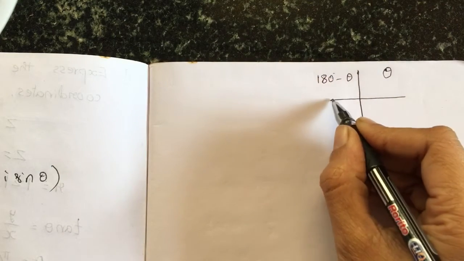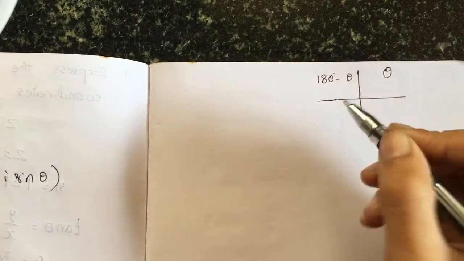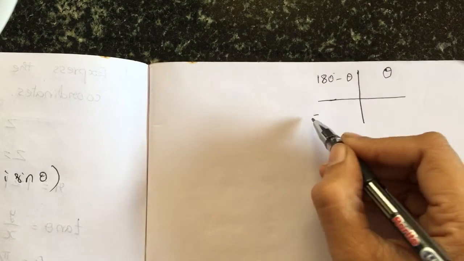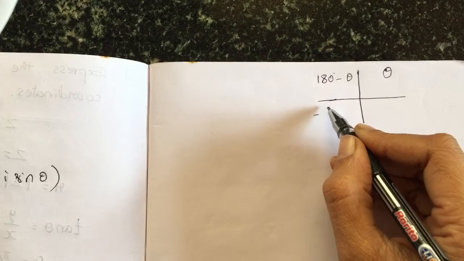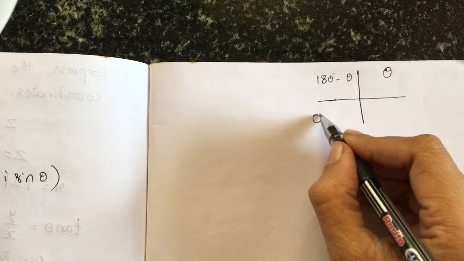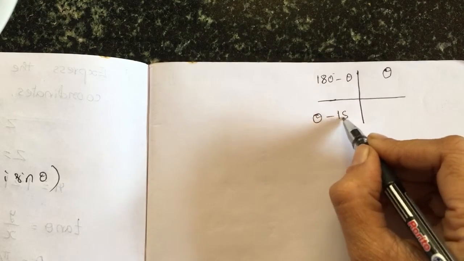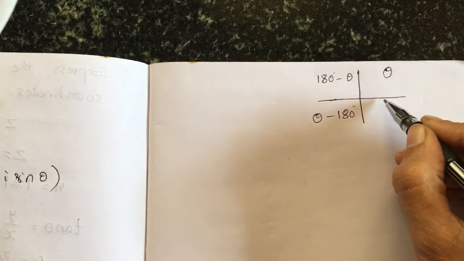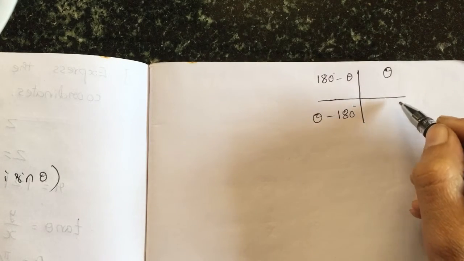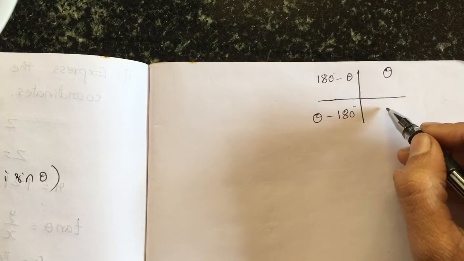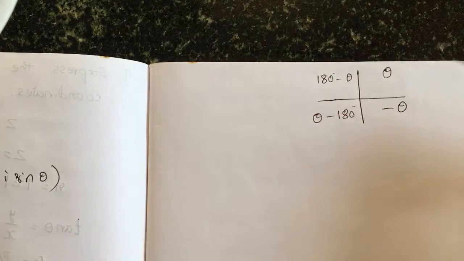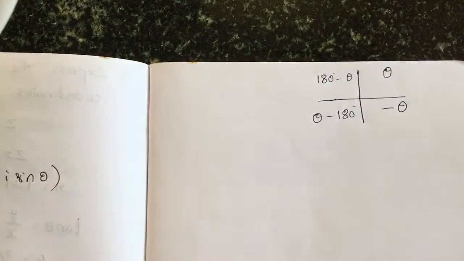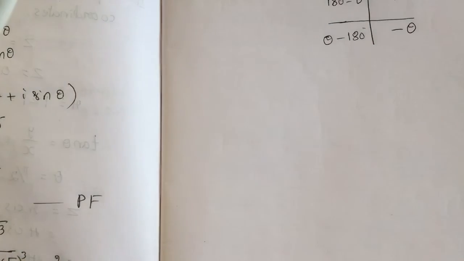And for the third quadrant, where both x and y are negative, in that case you have to take theta minus 180, or minus of 180 minus theta. It's left to you, you can write it any way. Theta minus 180. And when it comes to the fourth quadrant, where x is positive and y is negative, you just have to take the negative value of angle theta. I hope you know this. This is the basic information we learn in trigonometry.